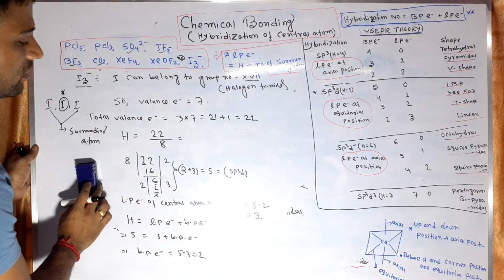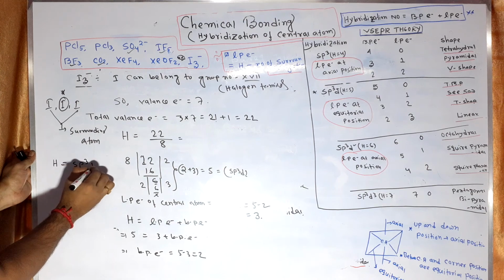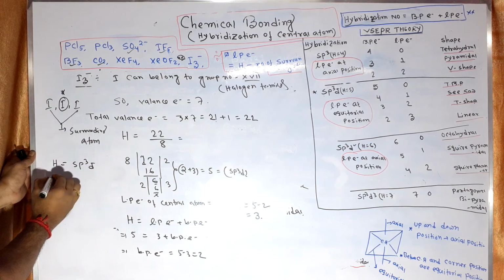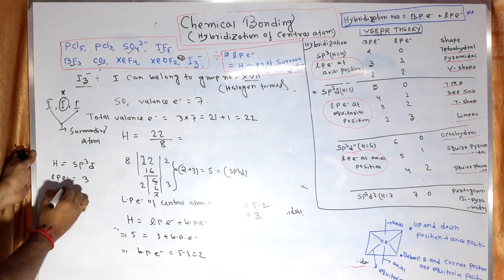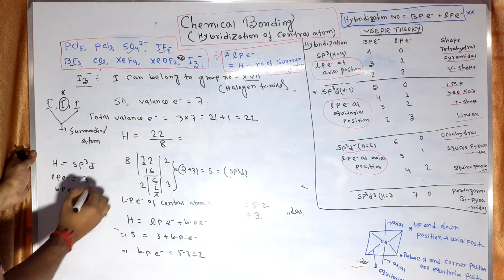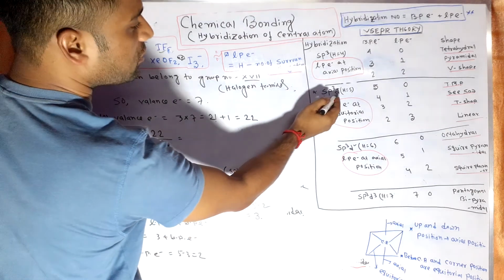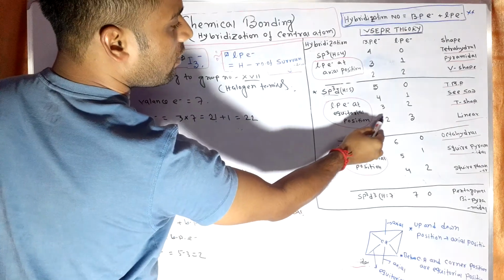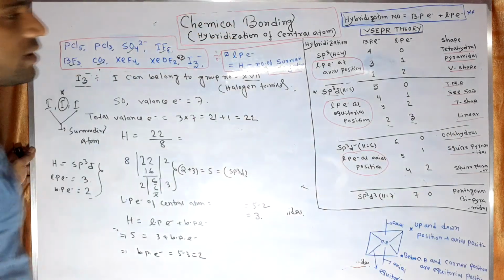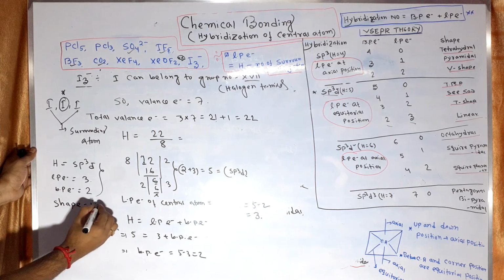Then next procedure, this data is scanned. What is the data? Hybridization sp3d, lone pair electrons 3, bond pair electrons 2. So this table follows the VSEPR model: hybridization sp3d, bond pair 2, lone pair 3. That means the shape is linear. So the I3 minus shape is linear.